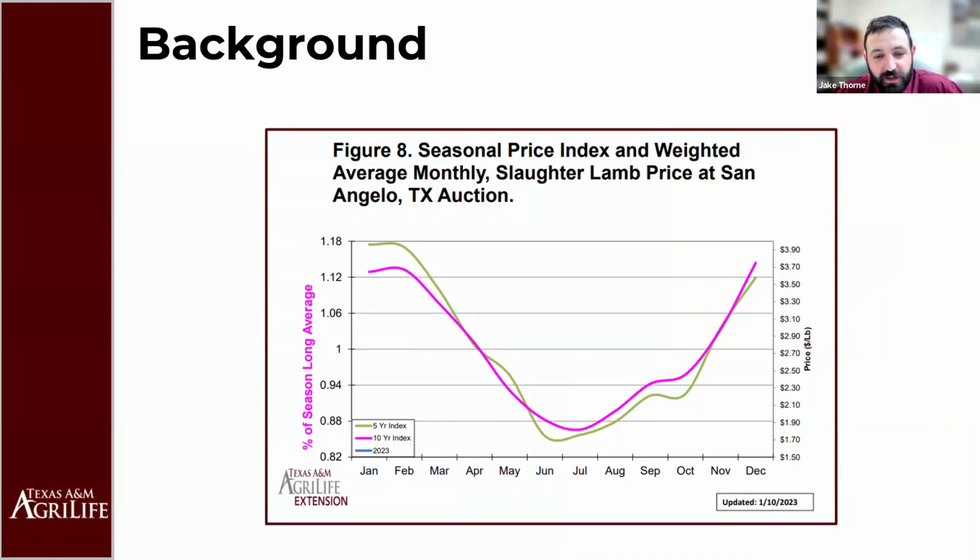And so the figure that I've got here, this is from the livestock auction here in San Angelo, but it's really reflective of kind of the national industry, is that we have such a high supply of lambs that go to town during the summer and early fall. And consequently, there's price depression during that time.